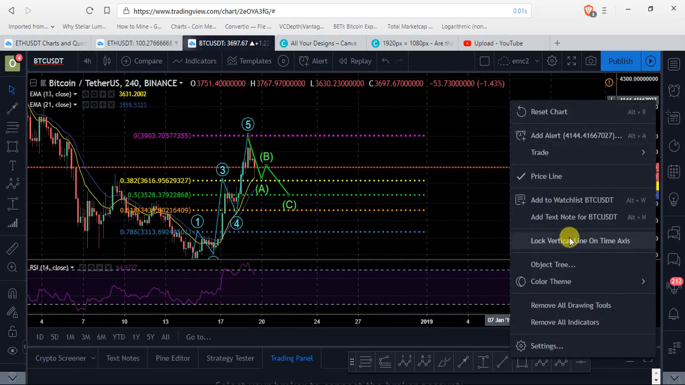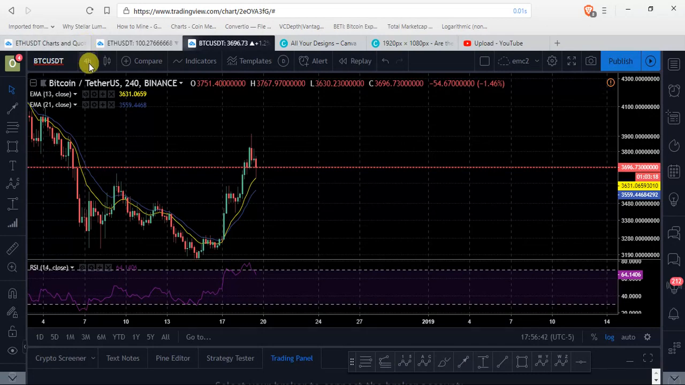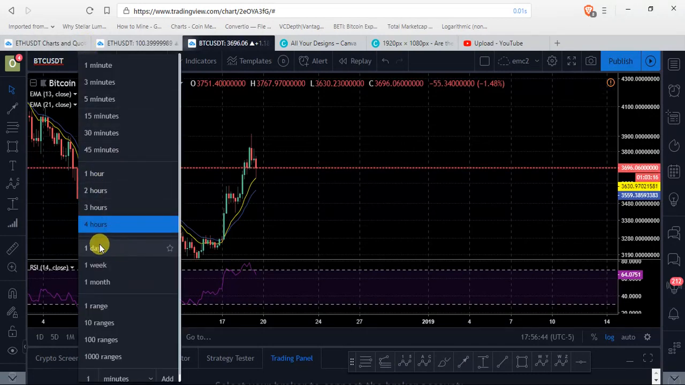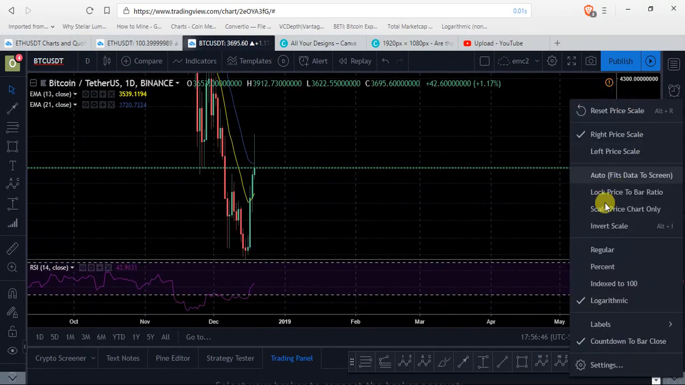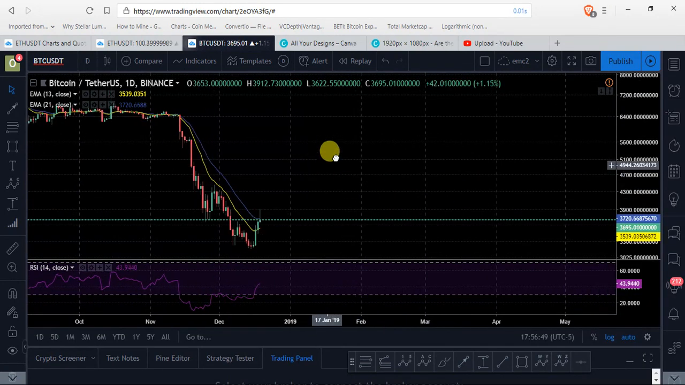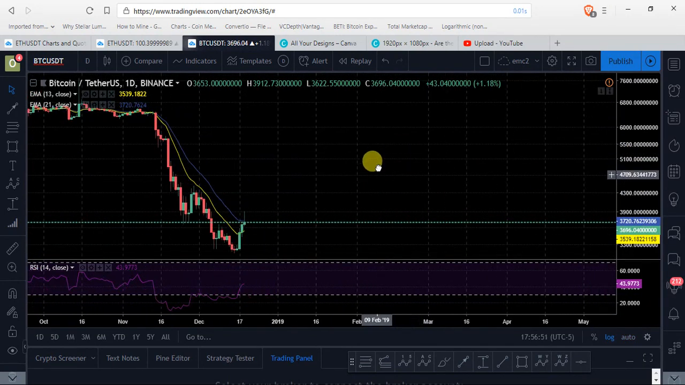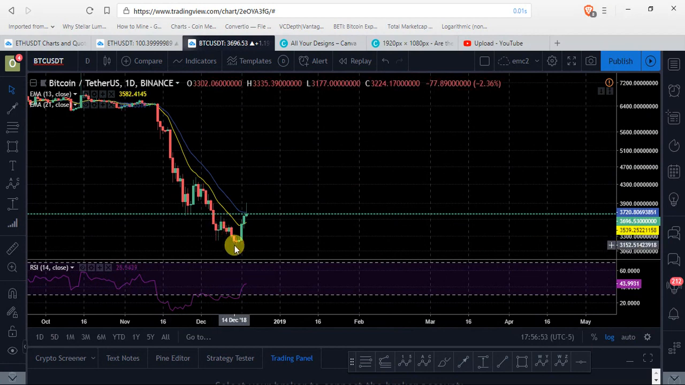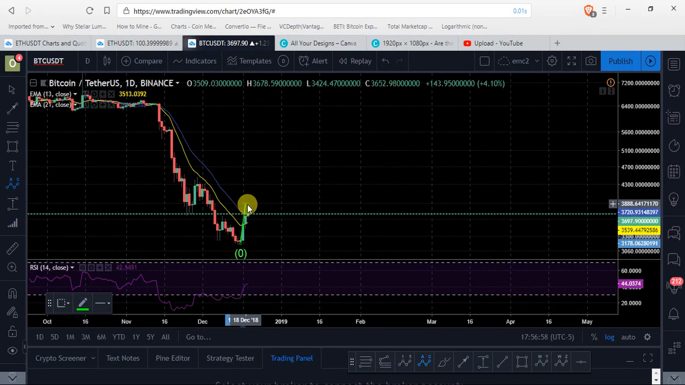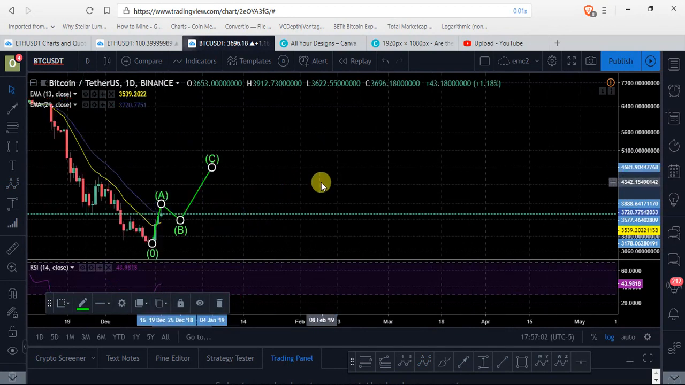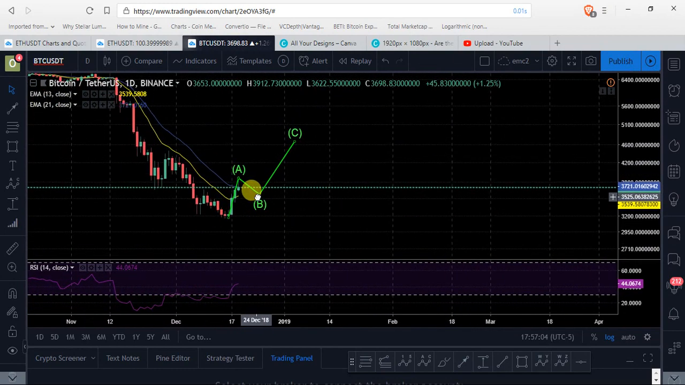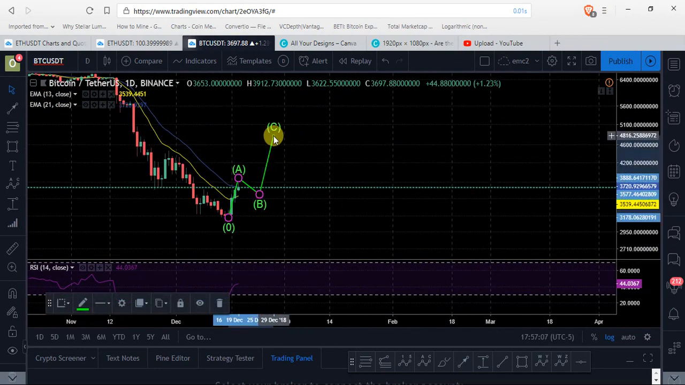Let's just remove this whole thing. Let's take a look at the daily time frame. Alright, so we got this daily time frame, right? We got this massive sell-off, right? So what do you expect next? ABC correction, right? So you're expecting something like this, and it's going to be very, very vertical. I mean, it's going to take a very short time to complete this.